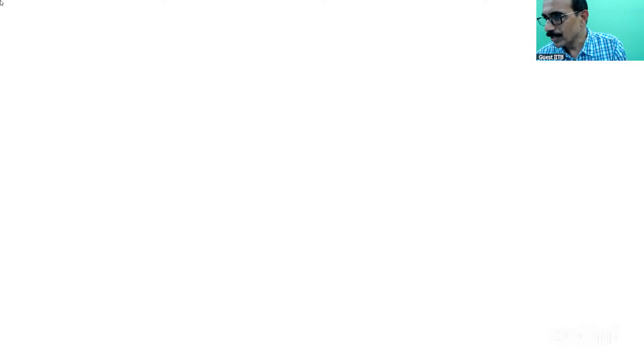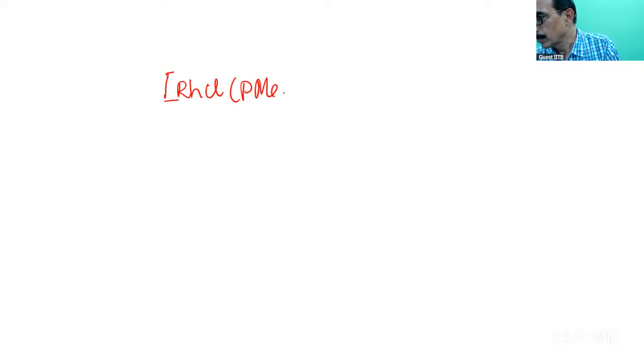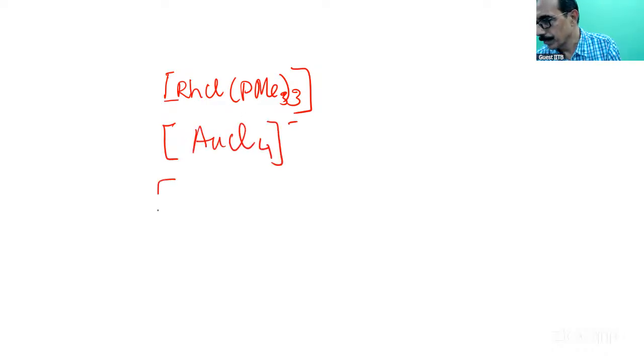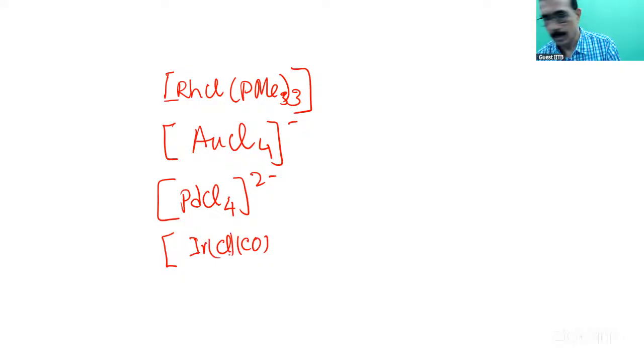So 4 complexes are given. One is AuCl4 minus, PdCl4 2 minus, Iridium Cl, PMe3 worldwise, PMe3.